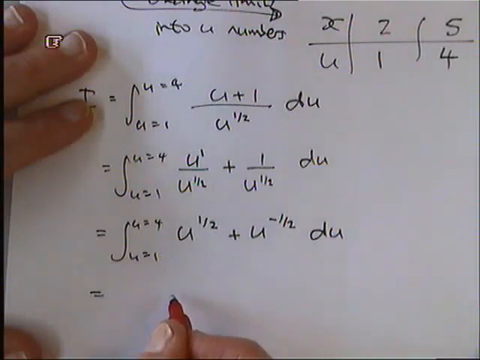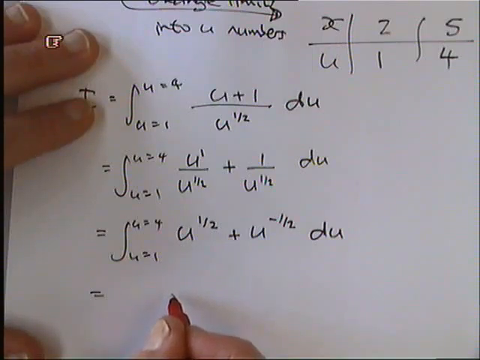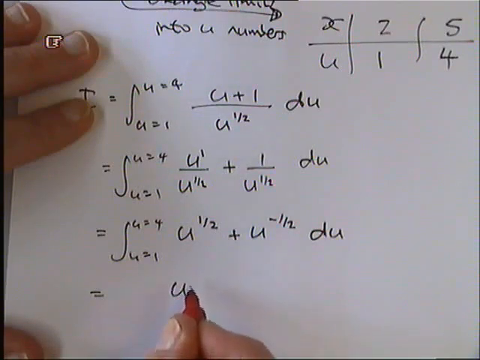2u to the minus half. Integrating is when we're adding the powers. Have another go? Adding 1 onto the power. Oh, yeah. Sorry. 2u to the power of 3 over 2. Right, 3 over 2. Okay.